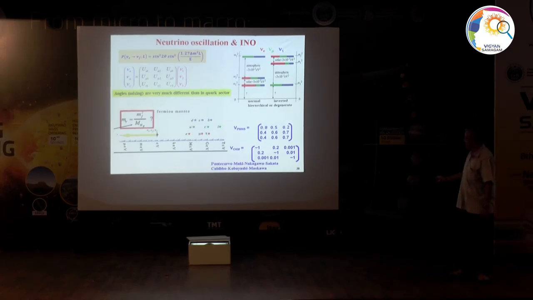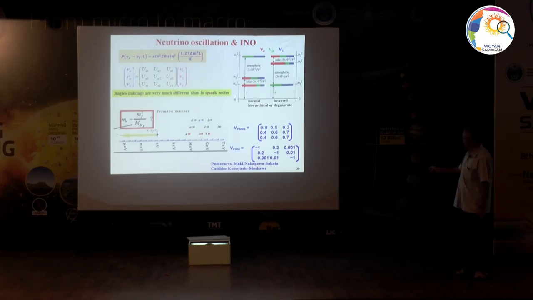So out of these three masses, two of them are M1 and M2. The third one can be on top of this, and this delta M square we measure from the solar, Kamiokande experiment. But this is the scenario, or this is the scenario. 1 and 2, that difference is very small, 5 into 10 to the minus 5 electron volt square, and the third one may be below this.